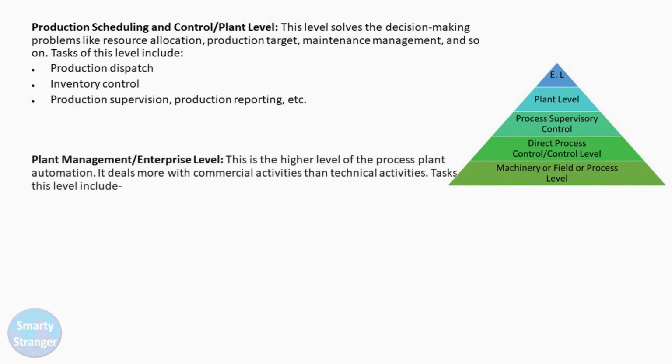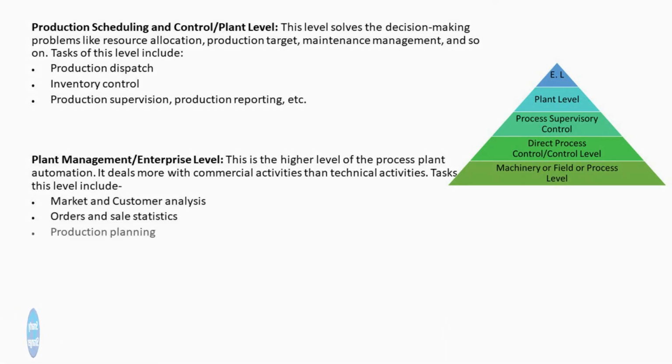Plant management/enterprise level. This is the higher level of the process plant automation. It deals more with commercial activities than technical activities. Tasks of this level include market and customer analysis, orders and sales statistics, production planning, capacity and order balance, etc.